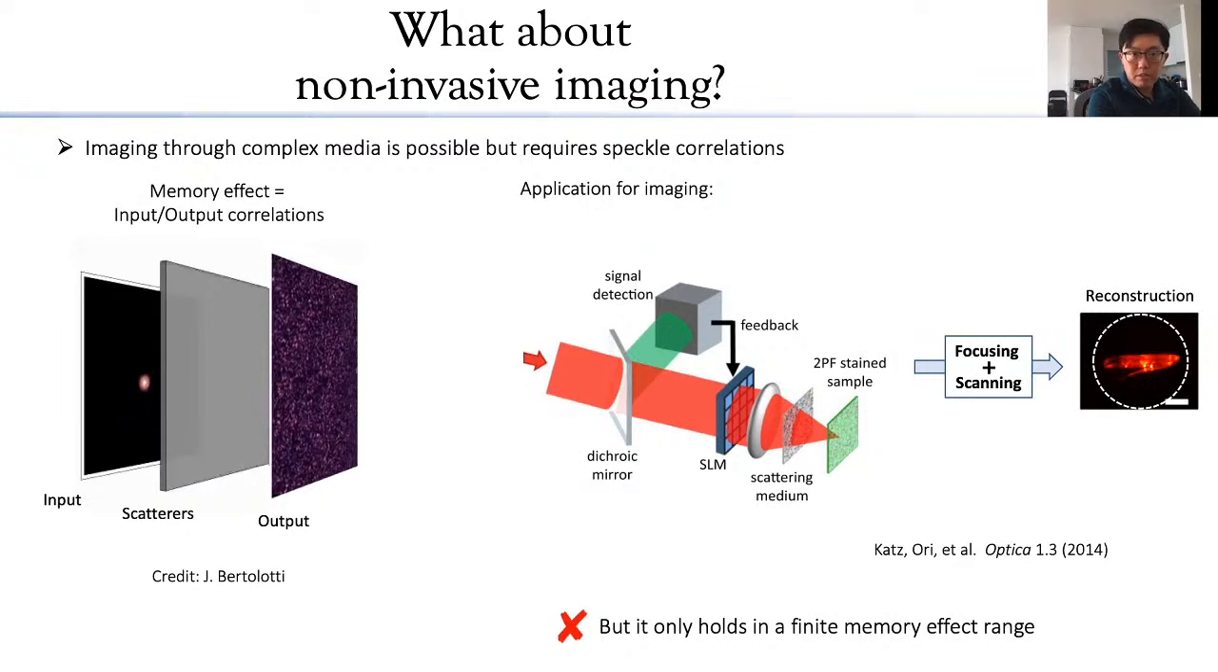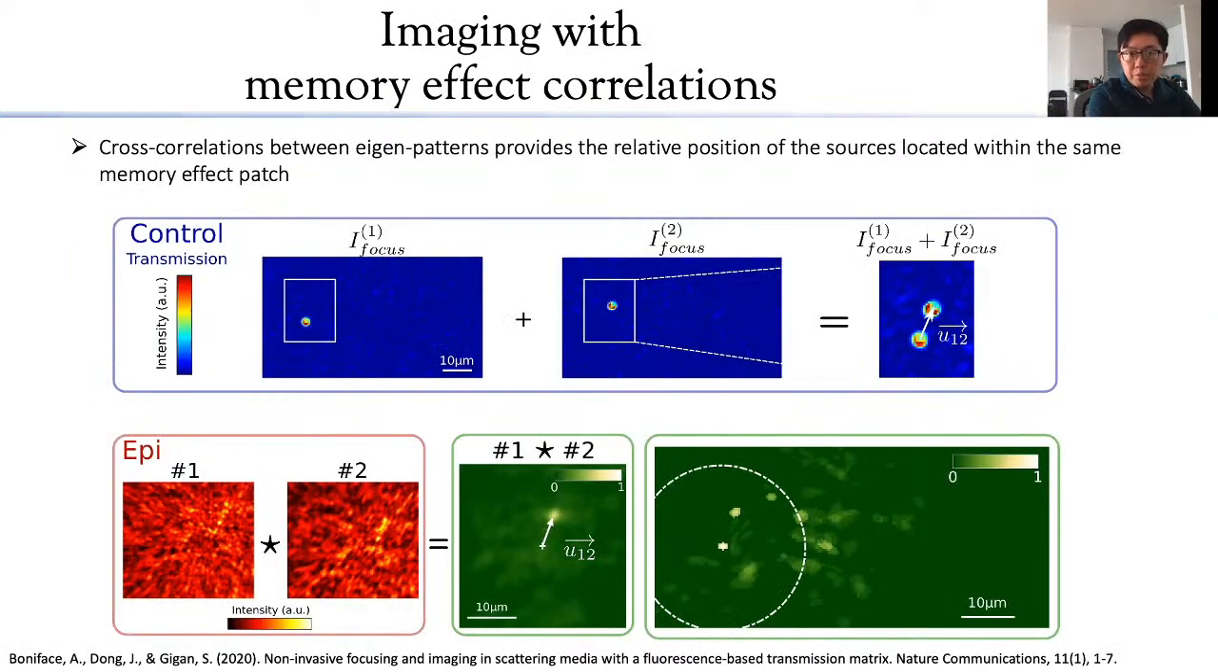This is possible thanks to some special correlations called memory effects. The principle is quite simple. If a point source is moved a little amount, the output speckle is also translated. This is only valid in a small range, defining a memory effect range. One can, for example, obtain 2-photon fluorescence images by scanning a focus in a small field of view. Thanks to our previous focusing experiment, we have the information to exploit these memory effects.